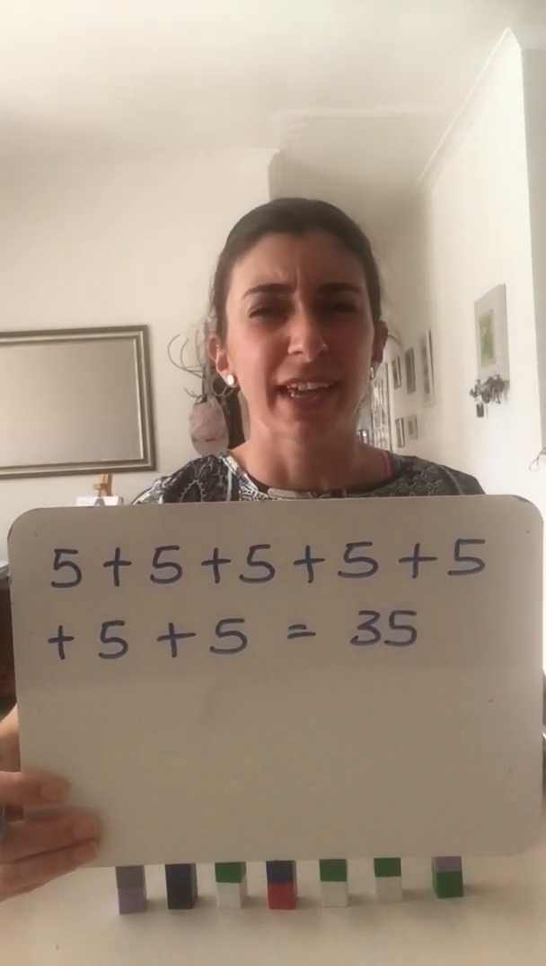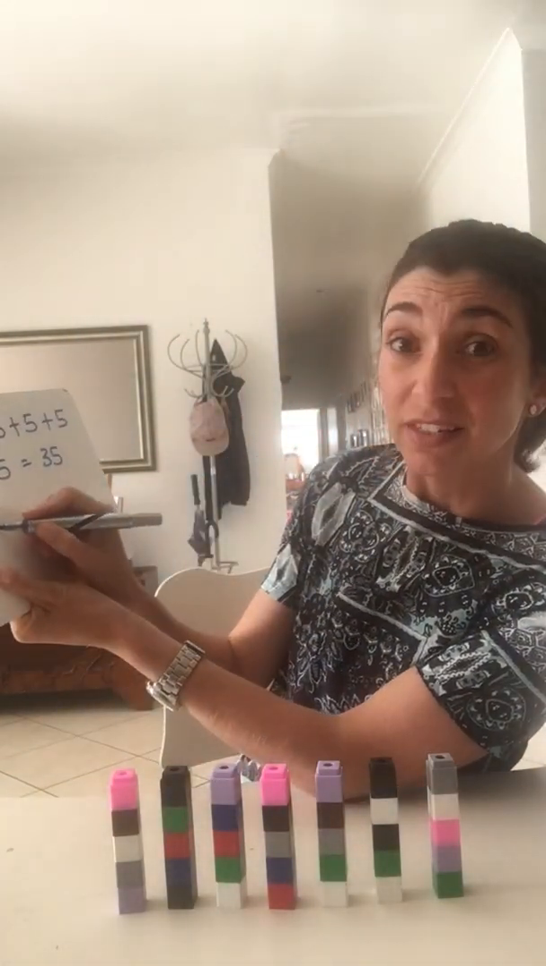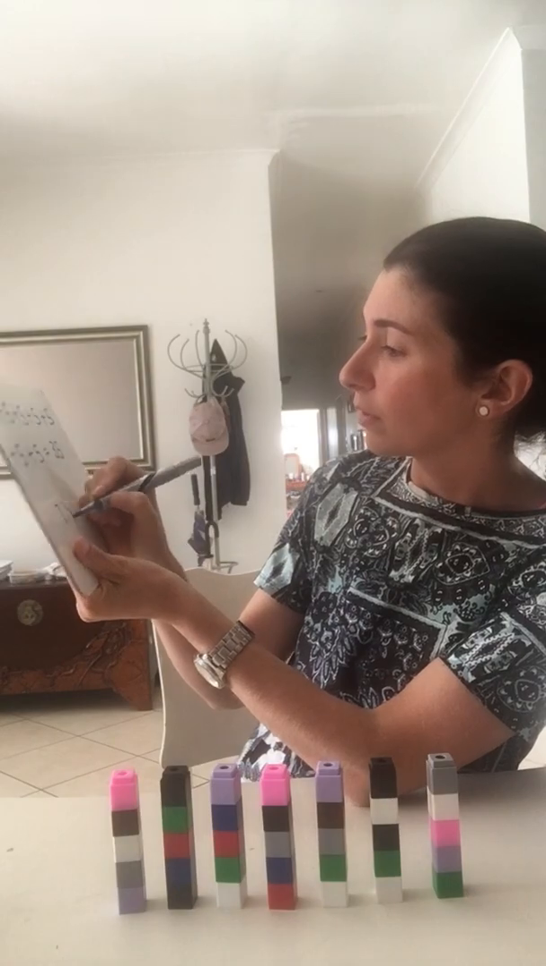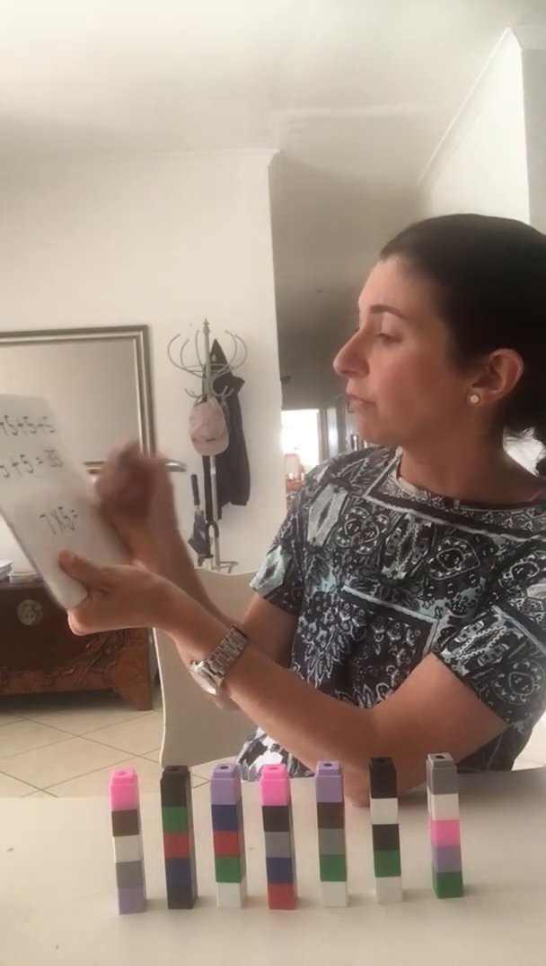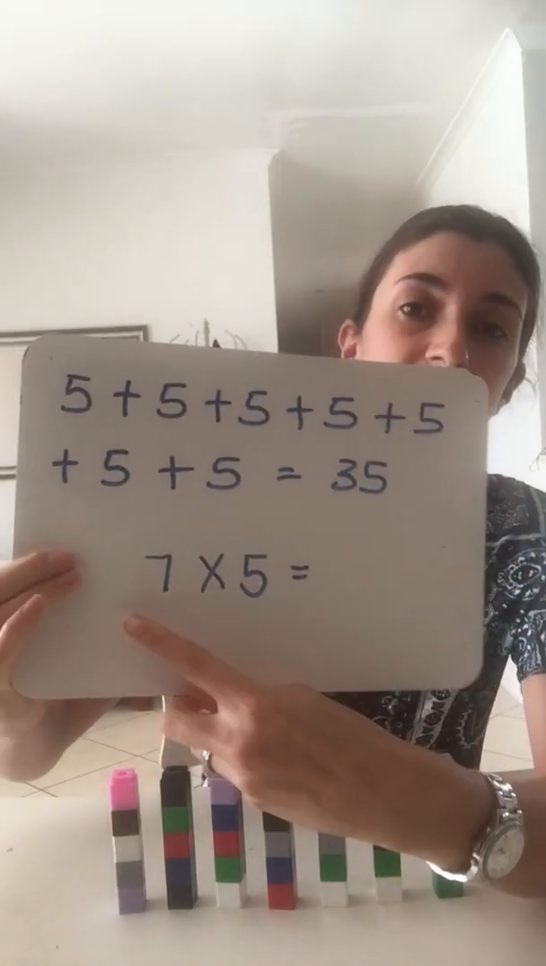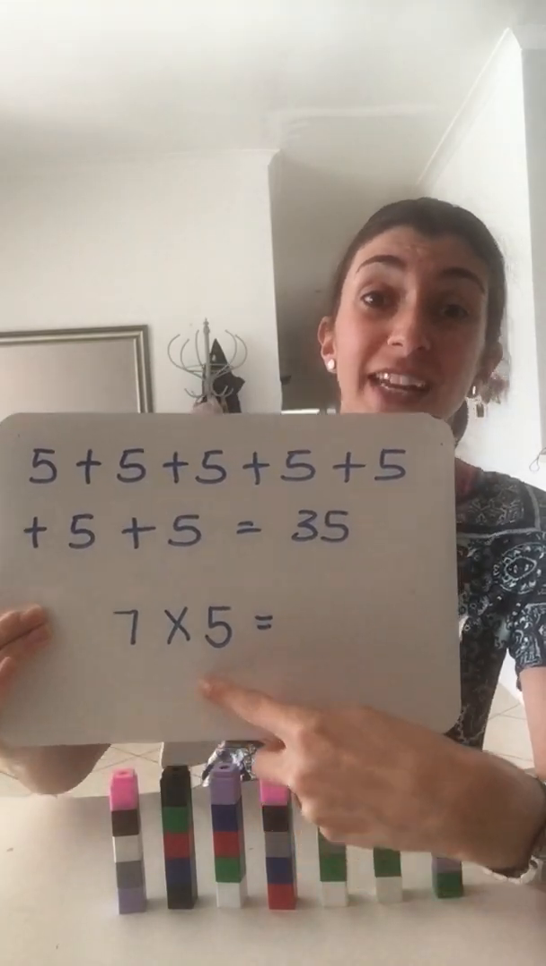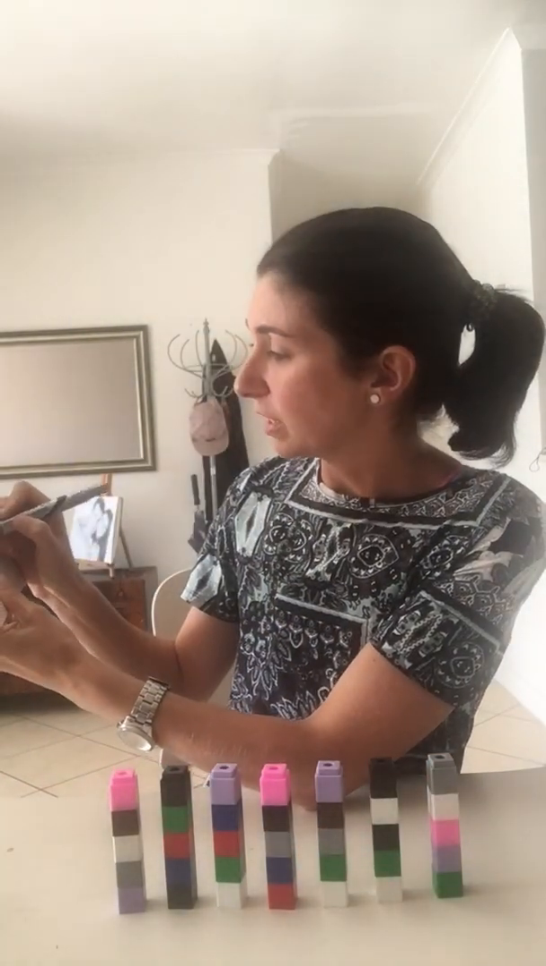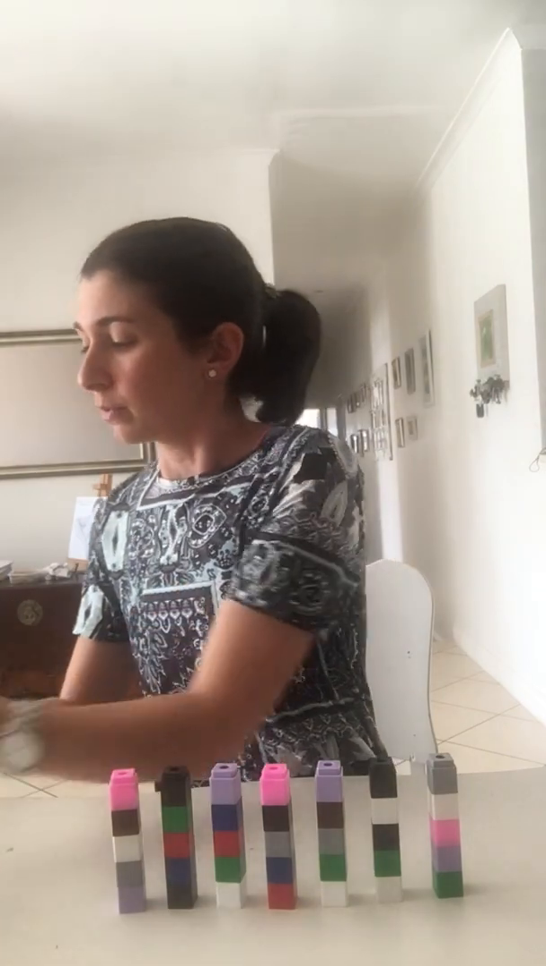But instead of doing that long sum, how many groups of 5 do I have? I've got 7 groups of 5. So that's the other way I could write it. 7 times 5. And it's the same answer. 35.